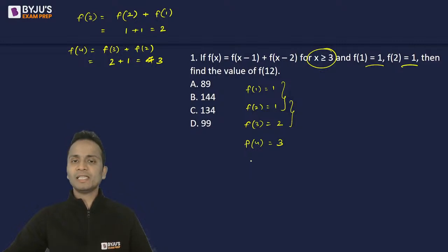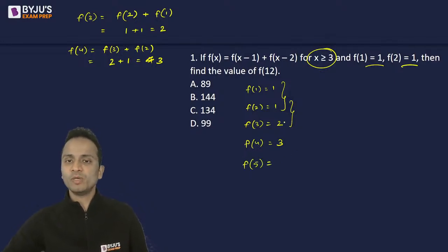Now you will apply the same thing recursively, repeatedly. So f of 5 will be equal to the sum of the previous two values, 2 plus 3, that is 5. F of 6 will be equal to 3 plus 5, that is 8. F of 7 will be equal to 5 plus 8, that is 13. Then adding the previous two, 8 plus 13 is 21. 13 plus 21 is equal to 34.